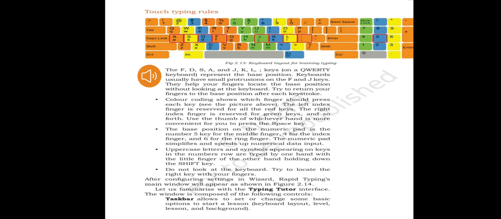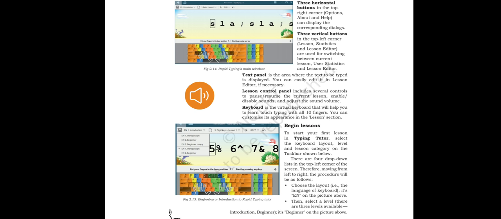It allows you to set or change some basic options to start a lesson, such as keyboard layout, level, lesson, and background. Then there are 3 horizontal buttons in the top right corner: Option, About and Help can display the corresponding dialogues. Then there are 3 vertical buttons in the top left corner, which are lesson, statistics and lesson editor, used for switching between the current lesson, user statistics and the lesson editor.